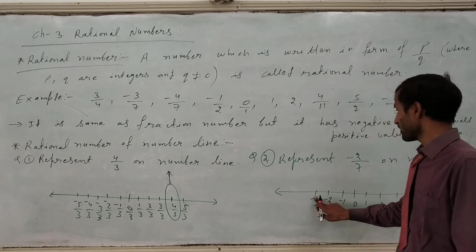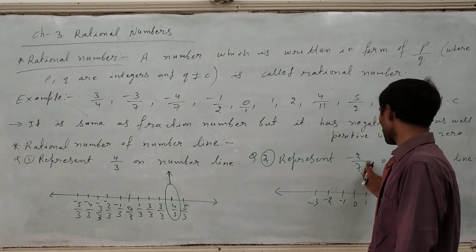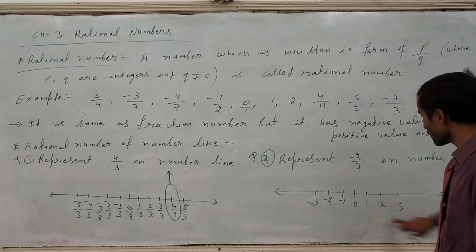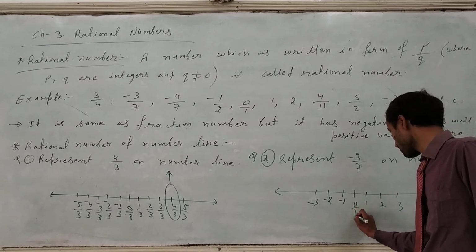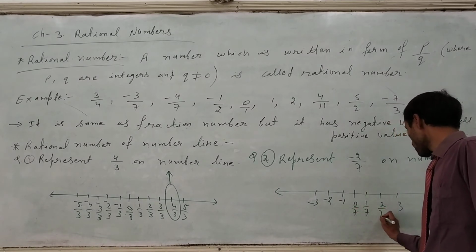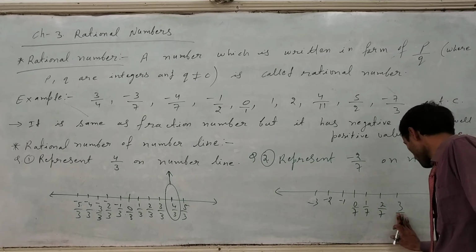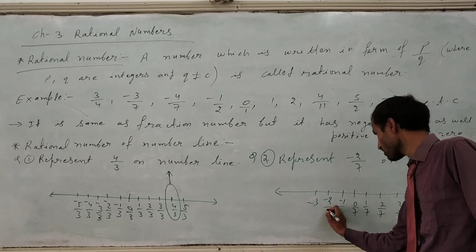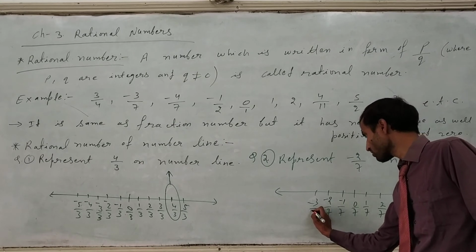Now, the denominator, in place of q, is 7. So we divide each integer by 7. We divide by 7, so 1 upon 7, 2 upon 7, 3 upon 7 will come, and then minus 1 upon 7, minus 2 upon 7, and then minus 3 upon 7.